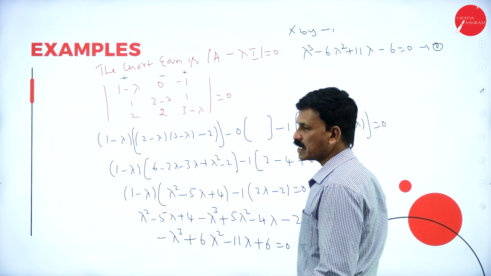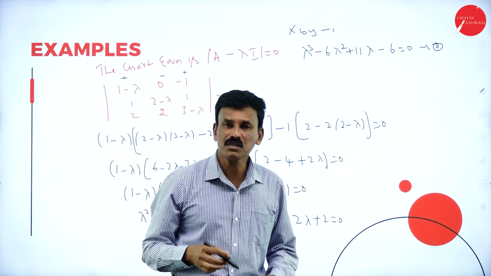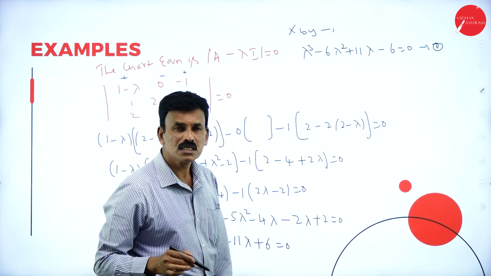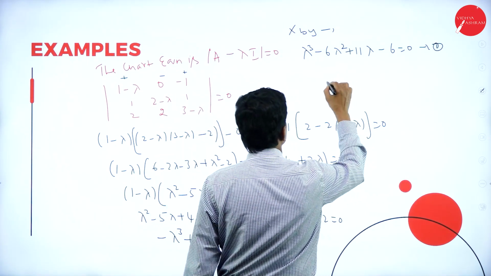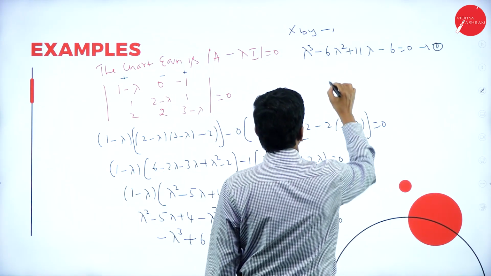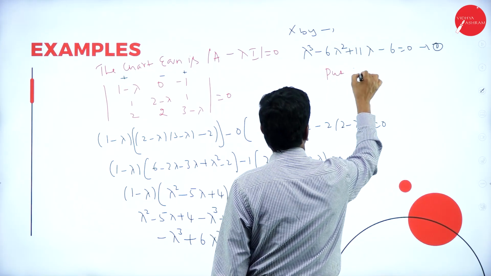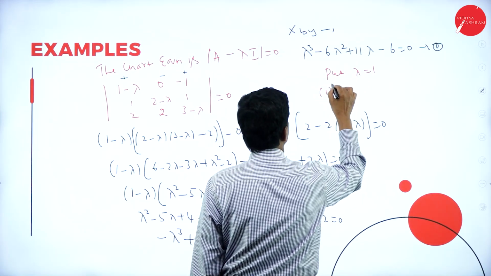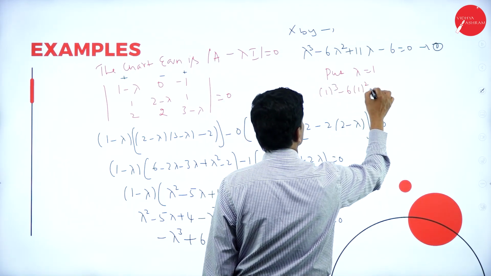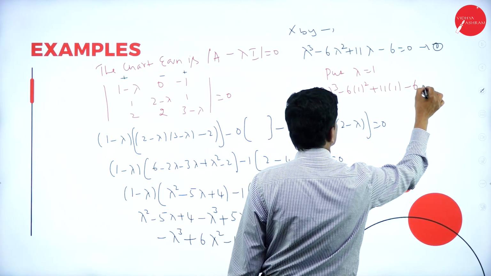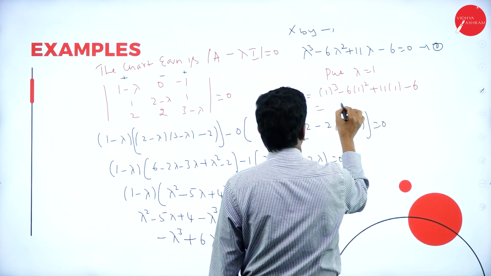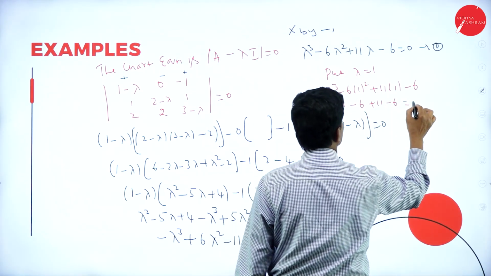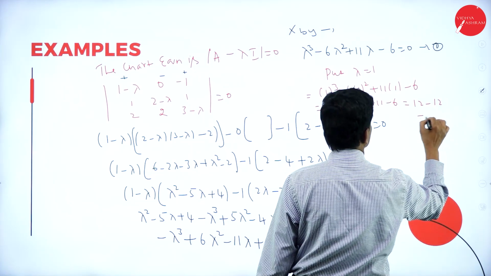This is the characteristic equation. Now solve this cubic equation, you will get the eigenvalues. Now how to solve this? To solve this, just by trial and error method, find out the value of lambda. Put lambda is equal to 1. So if you put lambda is equal to 1, 1 cube minus 6 into 1 square plus 11 into 1 minus 6, that is 1 cube is 1 minus 6 plus 11 minus 6. 11 plus 1 is 12 minus 12 is equal to 0.